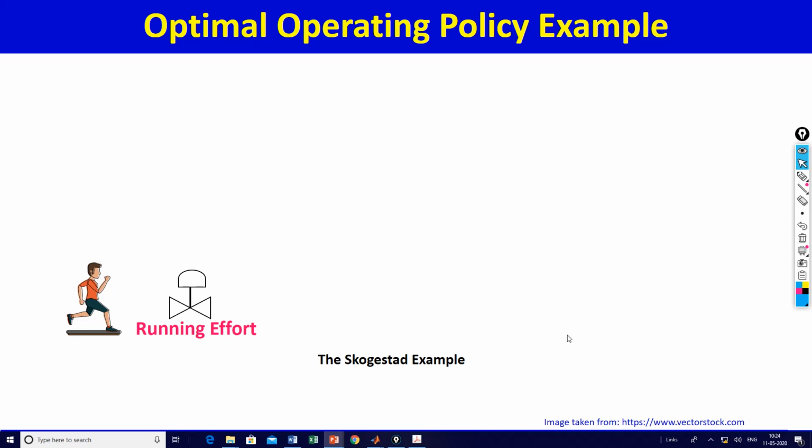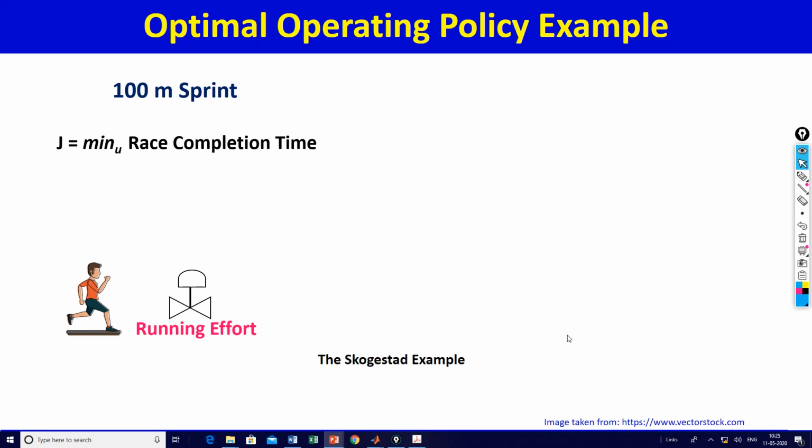So now I'll walk you through the Skogestad example just to understand this properly. Let's say you're a runner and your control degree of freedom is the amount of effort you're putting into running. And let's say the scenario is a 100-meter sprint, a 100-meter dash. What's the optimal operating policy? Well, since it's a short 100-meter sprint, the economic objective is minimizing the race completion time.